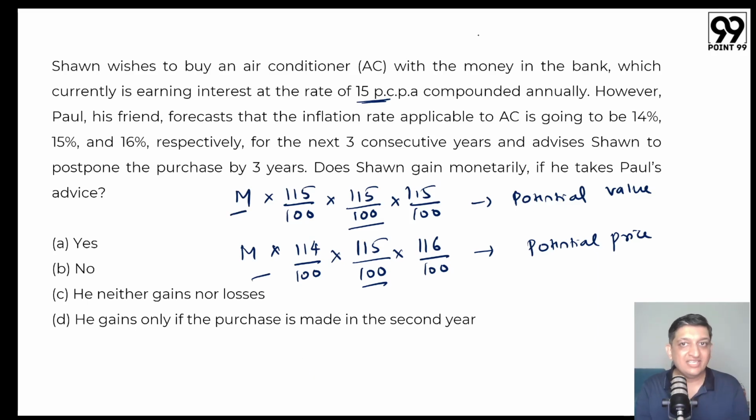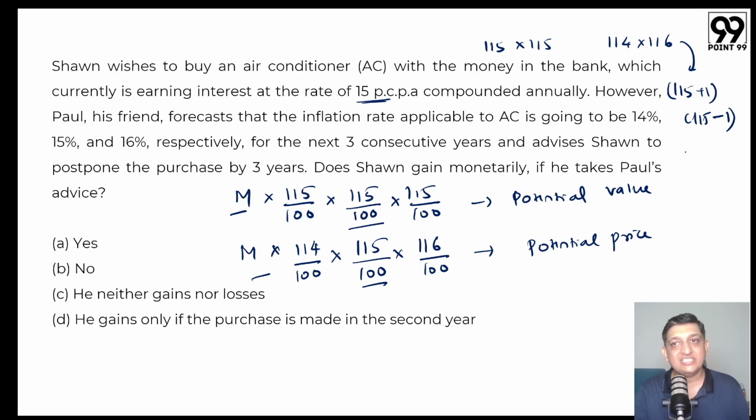We have to figure out, is 115 times 115 greater than or less than or equal to 114 times 116. That is what I need to figure out. Now, instead of calculating the entire thing and using a calculator, what you can say is, this is nothing but 115 plus 1 multiplied by 115 minus 1. That is what this looks like. So we have two parts here. We have 115 plus 1 and 115 minus 1 that are present here. And that will make our life much easier, because the expansion of this is going to be 115 square minus 1.